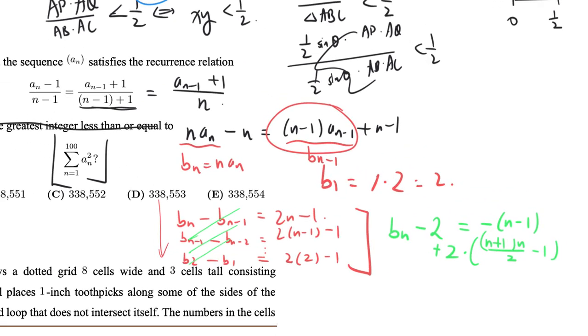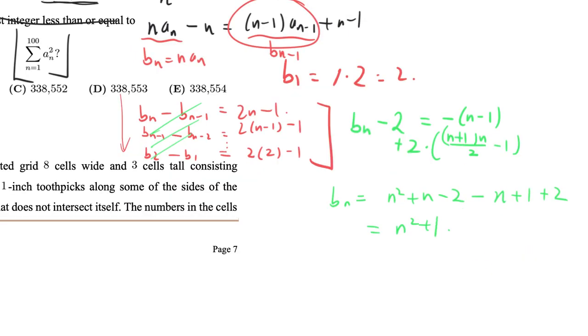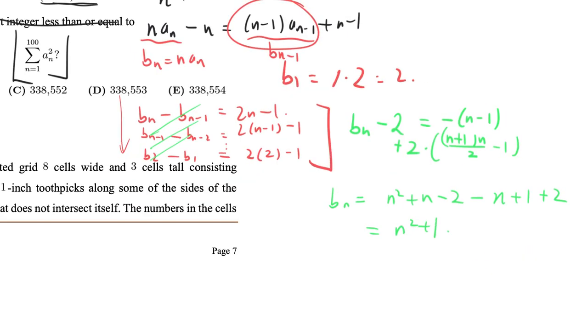And then you can just find out what bn is, right? So bn is equal to n squared plus n minus 2, minus n plus 1, plus 2. And so this is equal to n squared plus 2 plus 1. Then very conveniently, we can just obtain that an is equal to, well, an is bn over n. So this is n plus 1 over n.